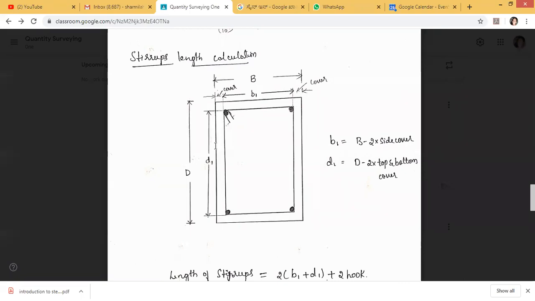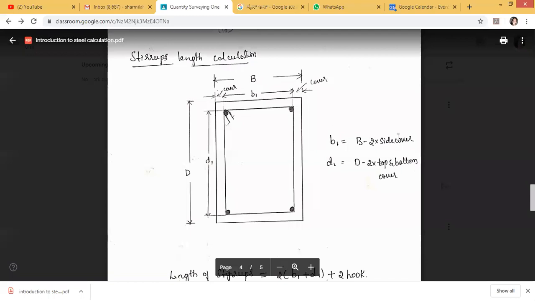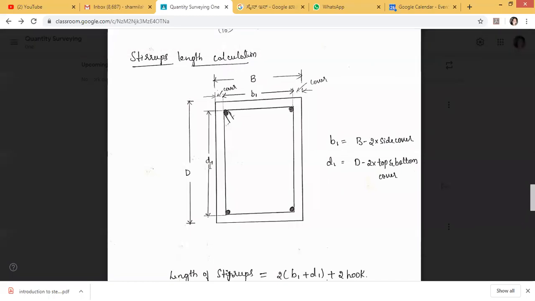This is called the side cover, this is the bottom cover, and this is the top cover. So for b1, deduct the side cover from B and you'll get b1. And for d1, it is capital D minus 2 times the top cover and bottom cover. So first you should find b1 and d1.